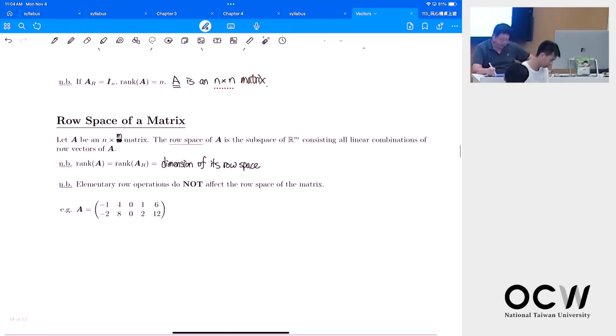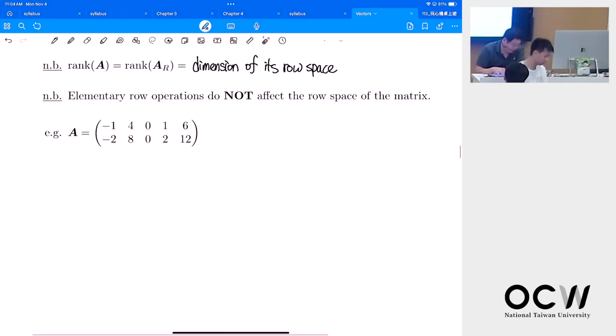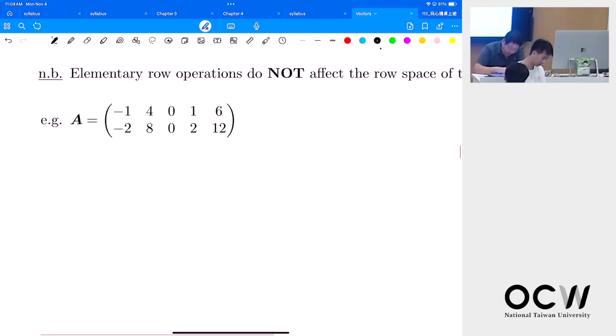Well, just see this example. A matrix, I have A1 and A2. A1 is the first row.